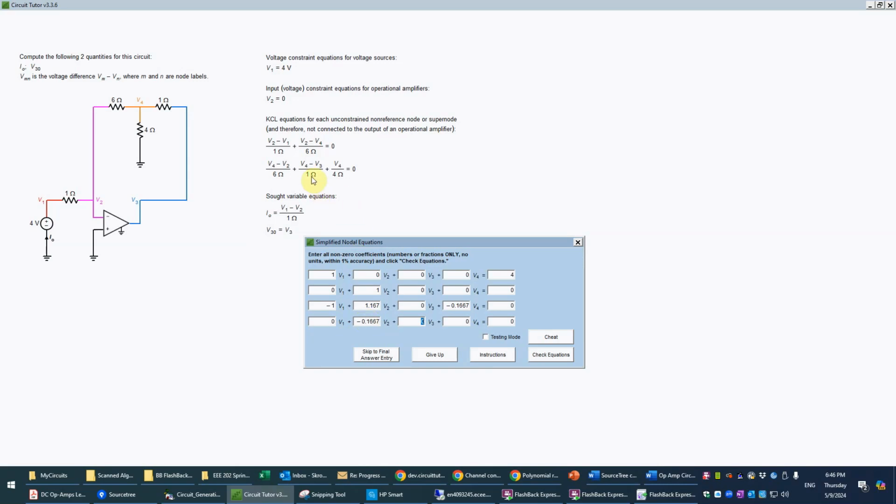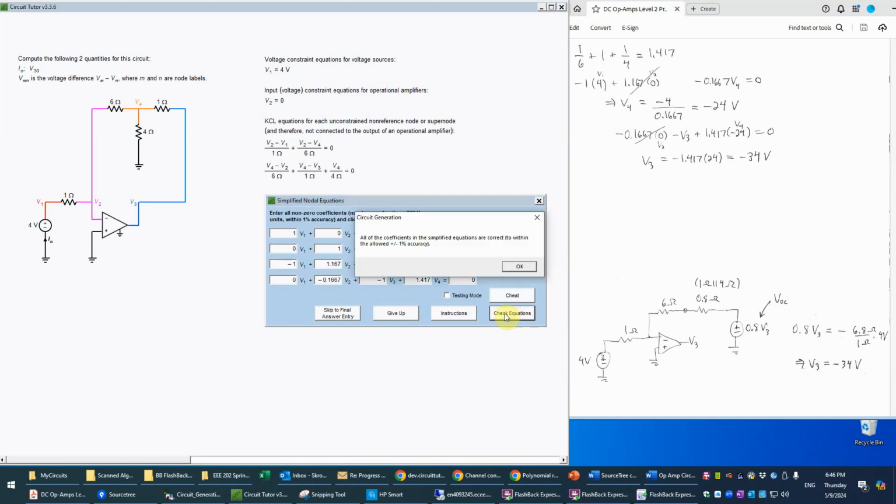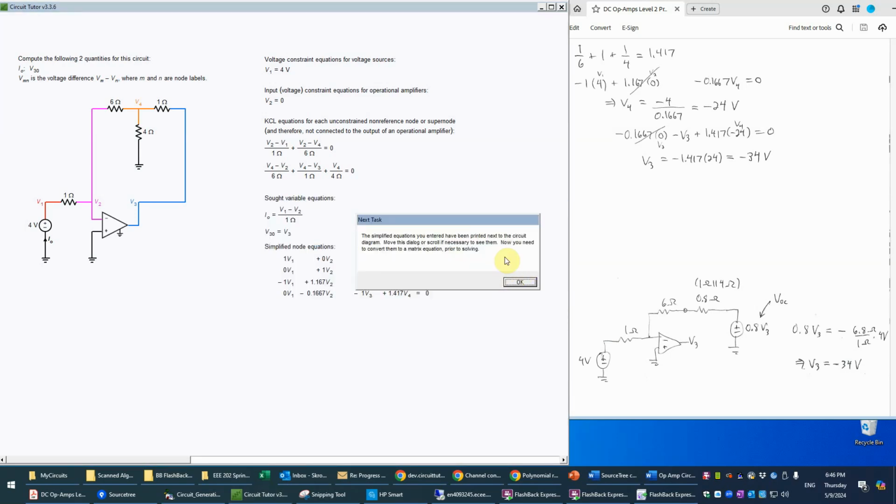V3, here we have just a minus 1, and V4 we have a 1/6 plus 1 plus a quarter, and I just wrote that on paper here, and just using a calculator, that's 1.417, and that completes the equations, so we'll check those, and those are correct.